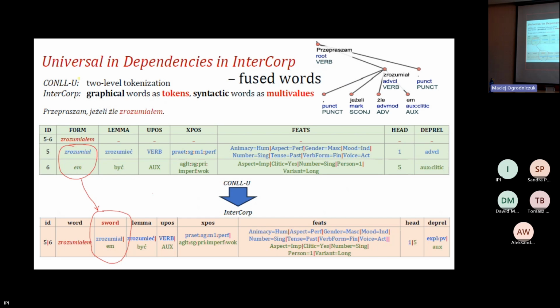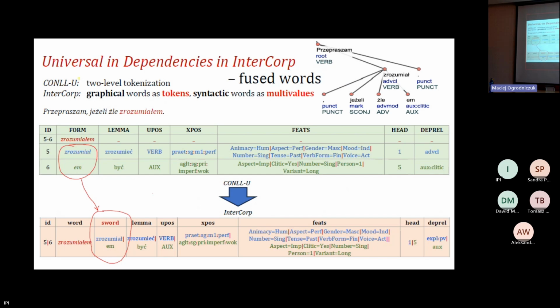Yeah? So the corpus manager allows to use multi-values. They are usually treated as disjunctions, semantically. But here we abuse it so that it's actually sequential, split between zrozumiał and M.